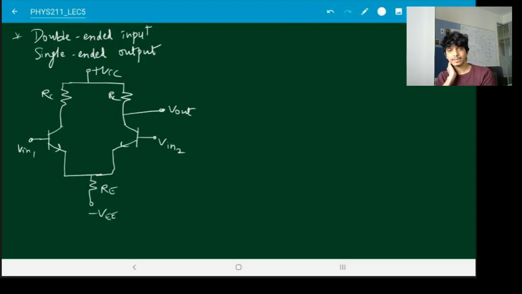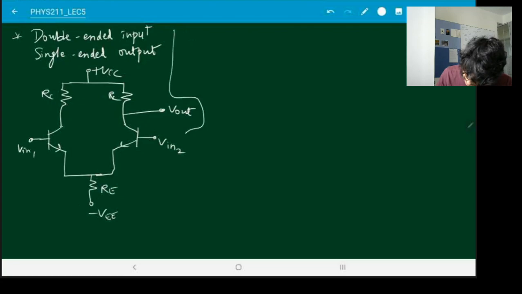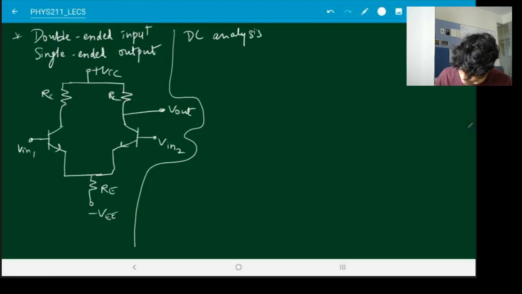Once again, in order to analyze this, I'm going to use the superposition principle. So first we will set all the AC signals to 0 and do a DC analysis. And then after that, we will set all the DC signals to 0 and do a purely AC analysis. So in the DC, it's very straightforward. All the AC signals to 0. So basically there is no AC input. This goes directly to ground.